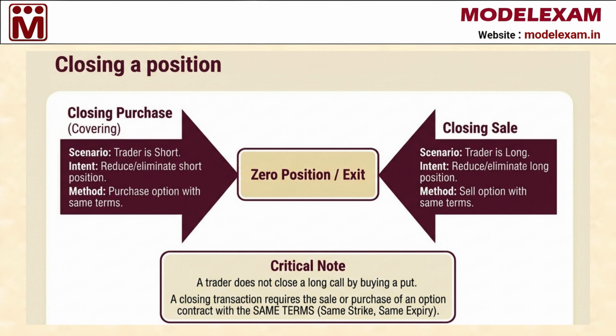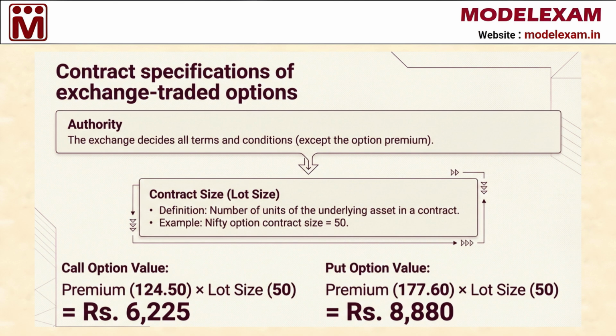To get out of a trade before it expires, you must close your position, which is often called squaring off. If you started with a short position, you perform a closing purchase, also known as covering, to exit. If you were long, you perform a closing sale. A very important thing to remember is that you cannot close a long call by simply buying a put. To properly close a trade, you must buy or sell an option with the exact same strike price and expiry date. The exchange sets almost all the rules for these contracts, except for the premium price.